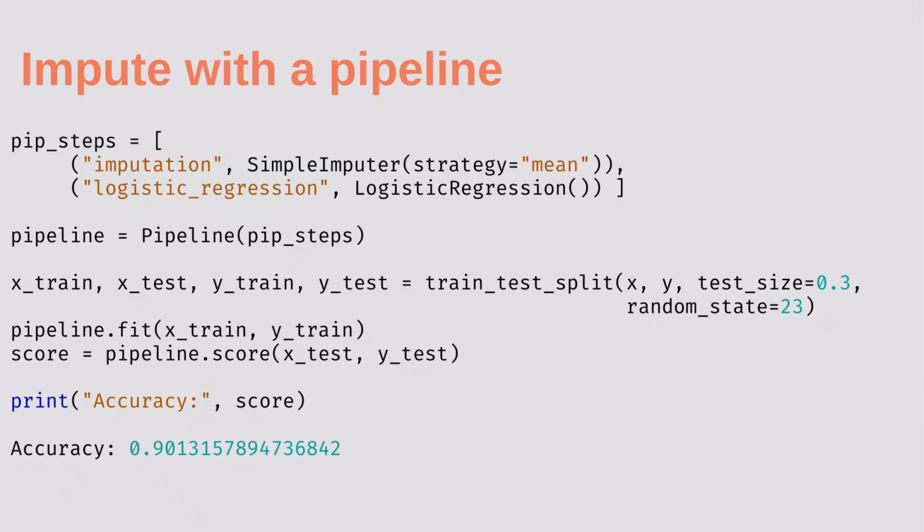Next, we split our data into training and test sets just like we normally do. Then we fit the pipeline on the training data. This means the pipeline will automatically apply each step in order, in this case starting with imputing the mean and ending with the linear regression model training. Finally, we evaluate how well our model performs, typically by checking the accuracy on the test set. As we can see, the accuracy is 90%.